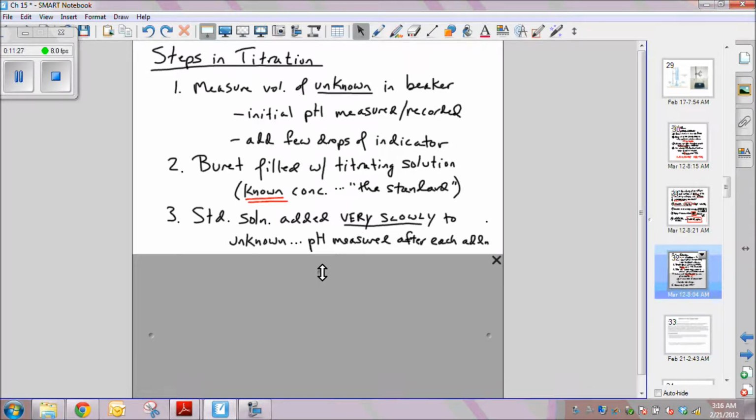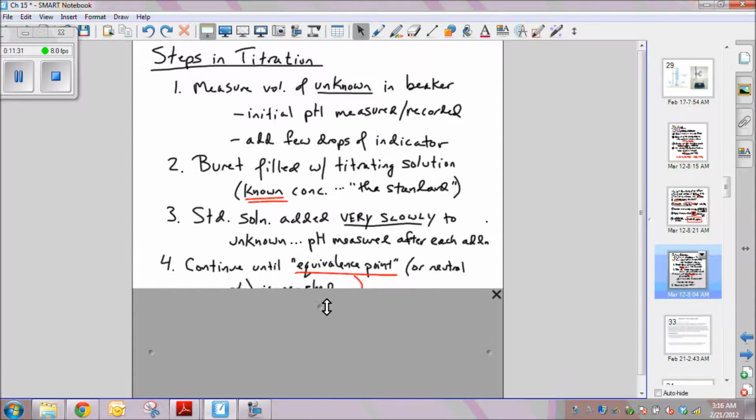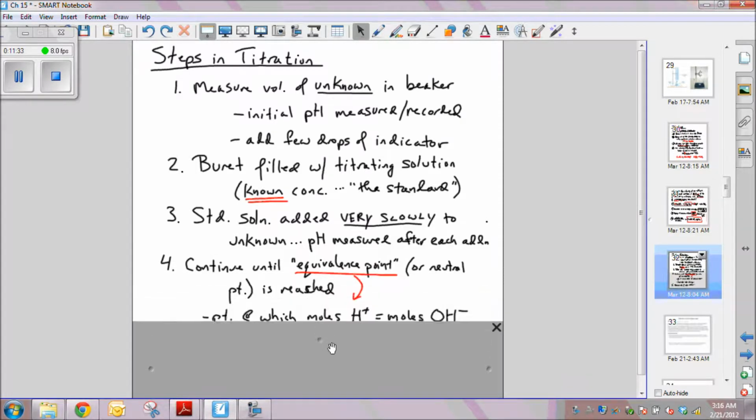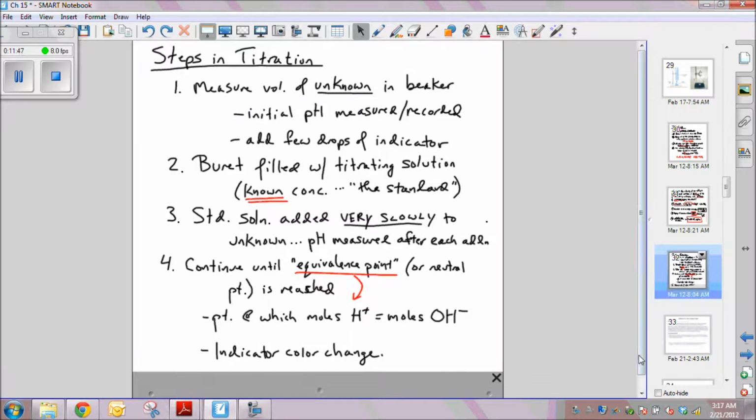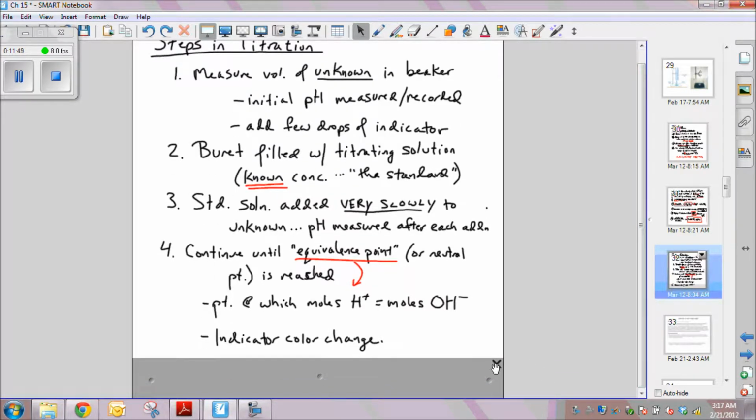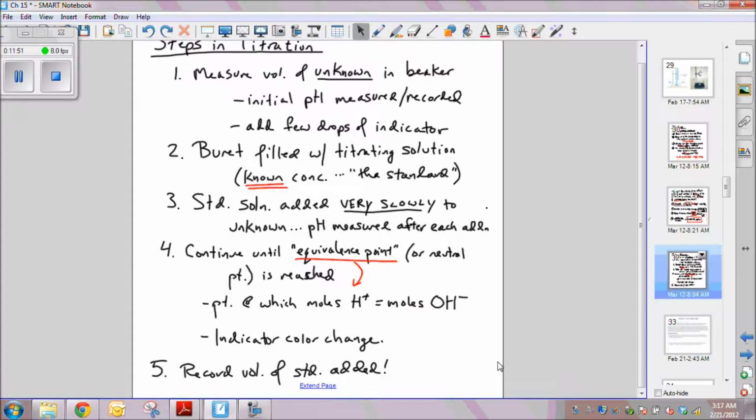If you have a pH meter in there, you can measure pH and collect pHs as you go. And you keep going until you reach what's called the equivalence point. The equivalence point is the point at which you reach neutralization in an acid-base titration, where H+ equals OH-. You'll usually have a color change from your indicator at that point. And then you've reached the end of your titration. You can start doing your calculation. You record the volume of the standard added, and you march through the same sort of calculation shown here in the previous example.